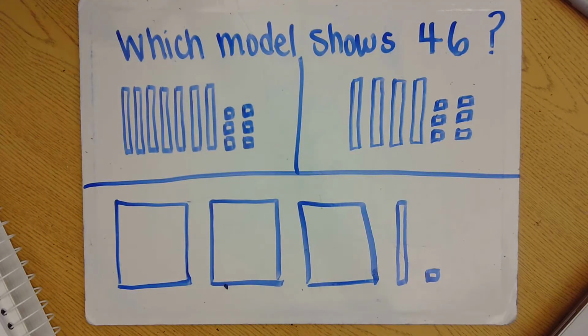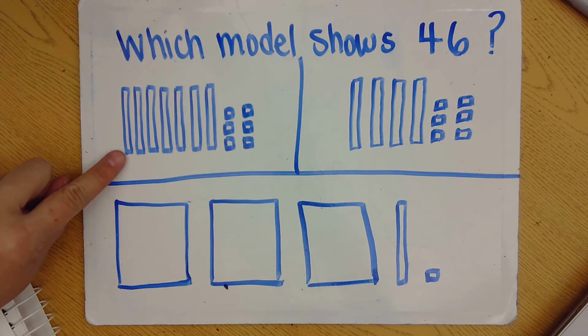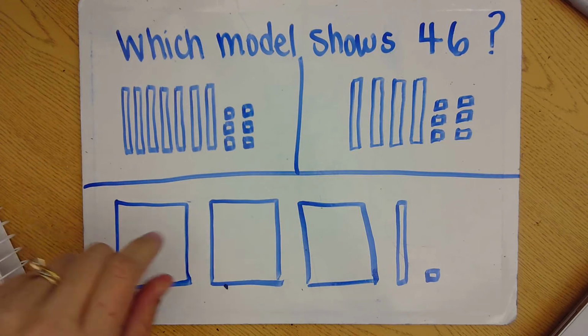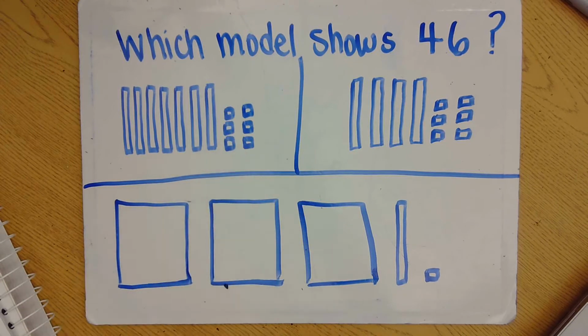All right, boys and girls. I have drawn some base 10 blocks. You can see I have drawn some longs, which equal 10. I have drawn some cubes, which equal 1. And I've also drawn some flats, which equals 100. Look at these three models that I've drawn. Which model shows 46? Be careful. Look closely.